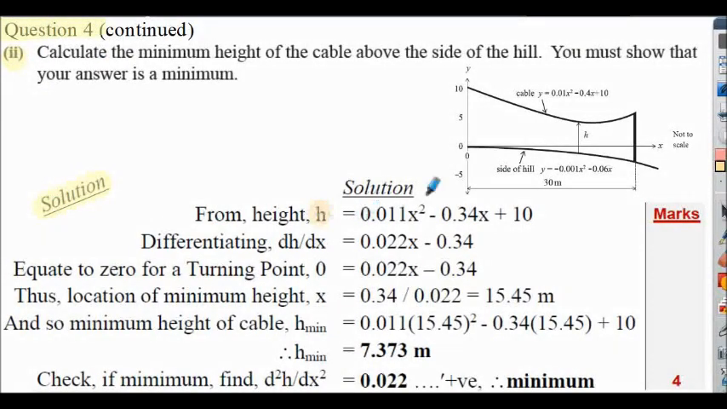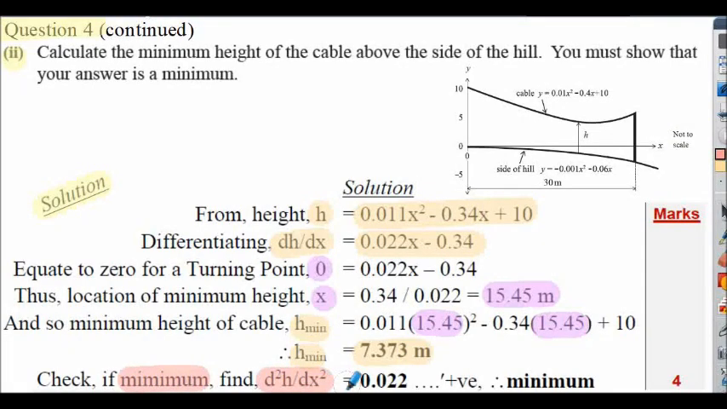Here's question 4 part 2 solution. Here's our equation for h. We differentiate the equation with respect to x. We equate it to 0 for a turning point. We rearrange the equation for x, find the location of where the height is at the turning point, put this value back into the equation for the height, which is 7.373 meters, and then we need to check if it is a minimum by finding the second differential.